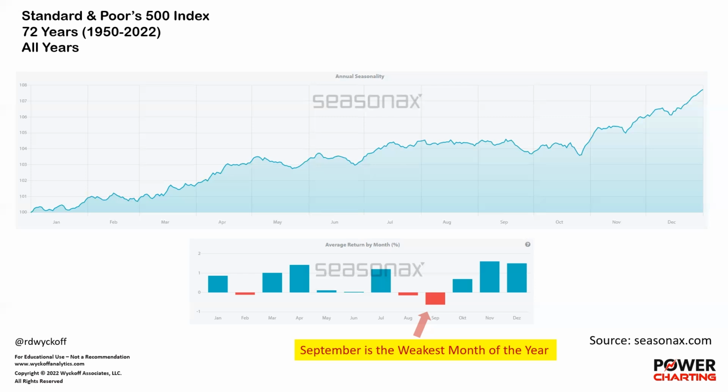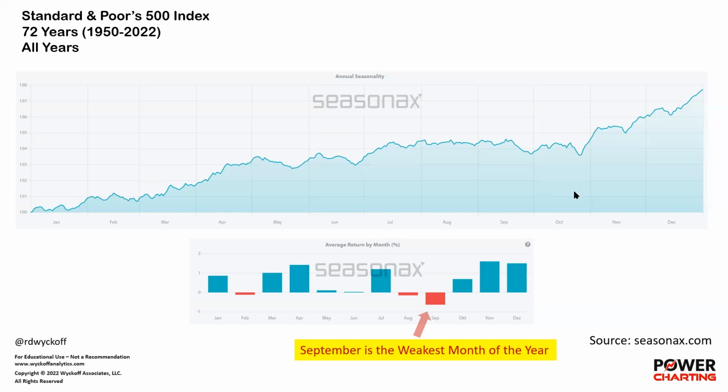So John, what we're looking at here is the Standard & Poor's 500, 72 years of data. This is all years, from the beginning of January through the end of December, adding together all the years and coming up with an average plot for each of the periods through the course of a typical year. And so the seasonality tends to rhyme. It's not perfect, but it often rhymes with where the market is going and where it's headed.